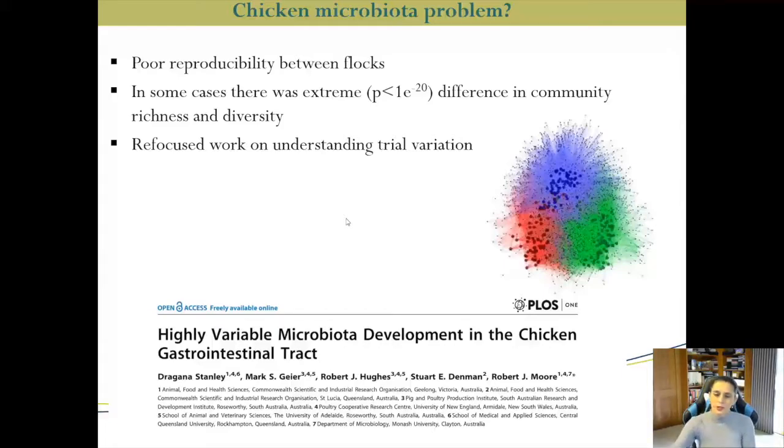And one of these trials was dominated with Firmicutes, and the other one with Proteobacteria, and another one with Bacteroides. So completely different, extremely different in community richness, in community diversity, in what colonized these birds. So why? What we realized during this experiment is that chickens are removed from maternal microbiota.